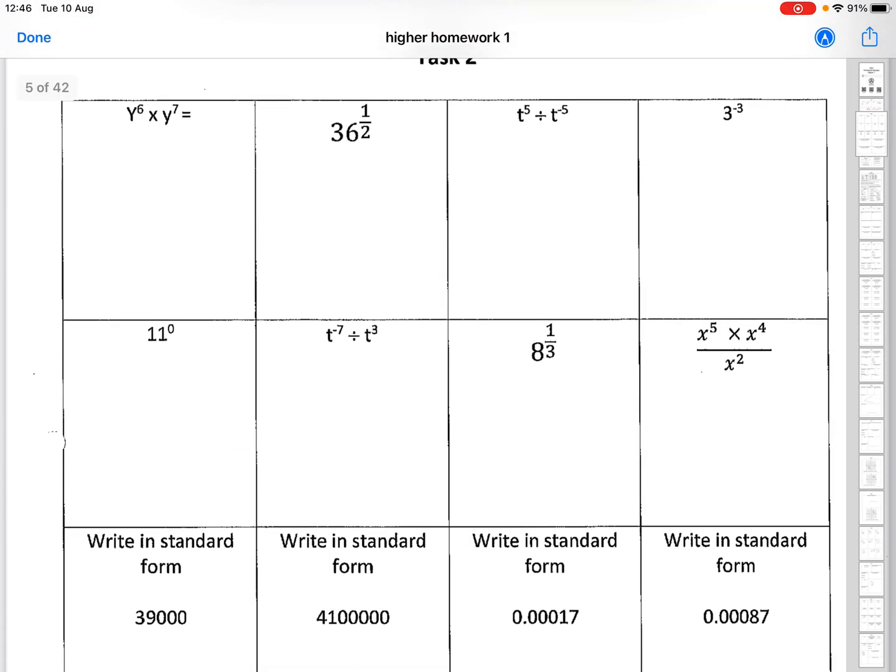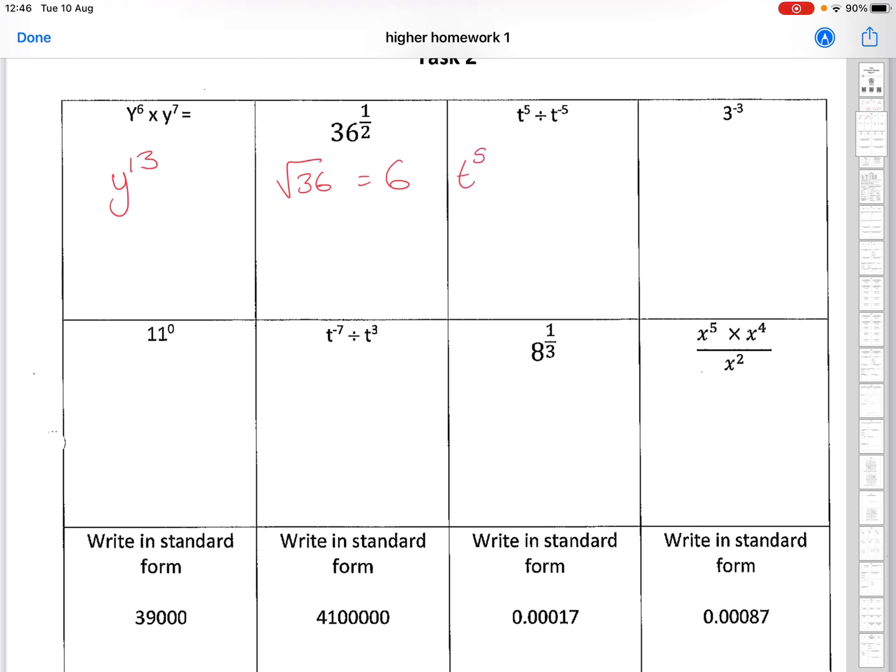Okay, we're going to go through task 2 as well. So we've got y to the power of 6 times y to the power of 7. When we're multiplying, we just add our powers, so it's going to be y to the power of 13. Anything to the power of half is a square root. So we've got the square root of 36, which is just 6, because 6 times 6 is 36.